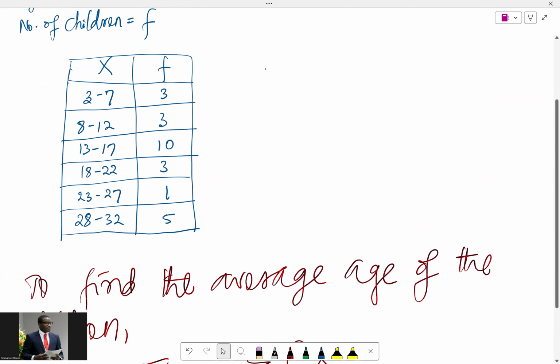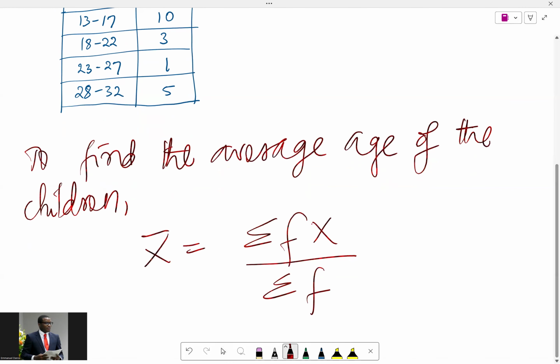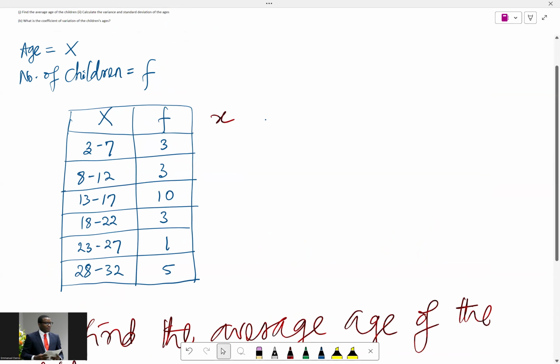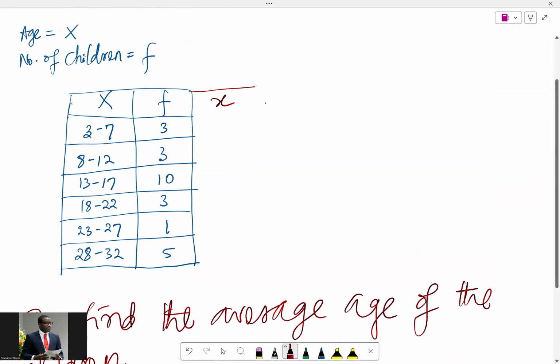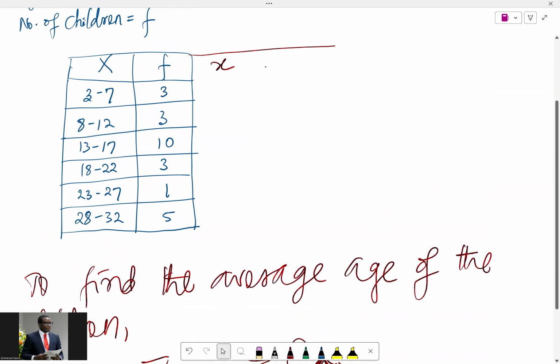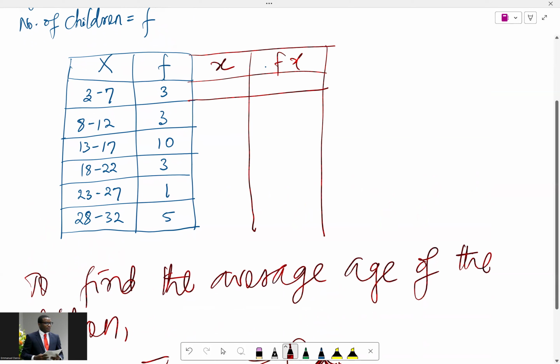What that simply means is, for summation of f of x, we need the class mark. We talked about the class mark in the first part of the question. So let's call the class mark small x, and from that we need f of x, which we can sum up later.